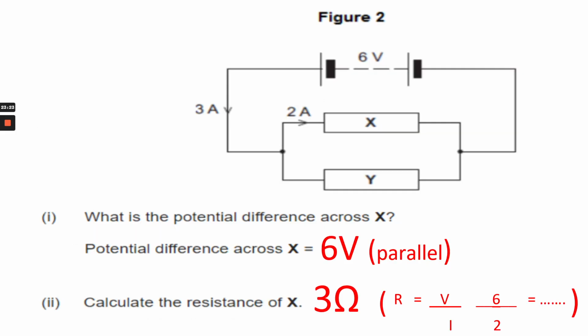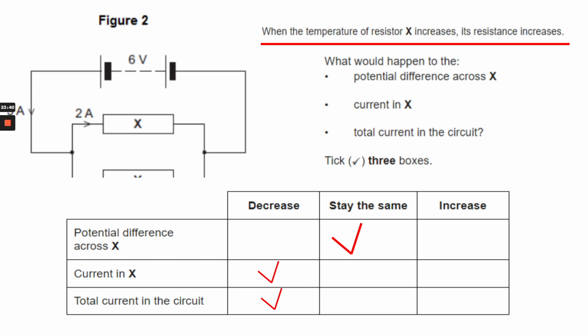Here's another example. What is the potential difference across X? Well, it's a parallel circuit, so it's the same as the source PD, 6 volts. Calculate the resistance. Well, Ohm's law, 6 divided by 2 is 3 ohms. Nice and easy. Here's another thing about circuits. When the temperature of X increases, its resistance increases. Well, the potential difference stays the same. It's the same as the source, but if the resistance increases, the current will decrease in X, and that will decrease the total current in the circuit.